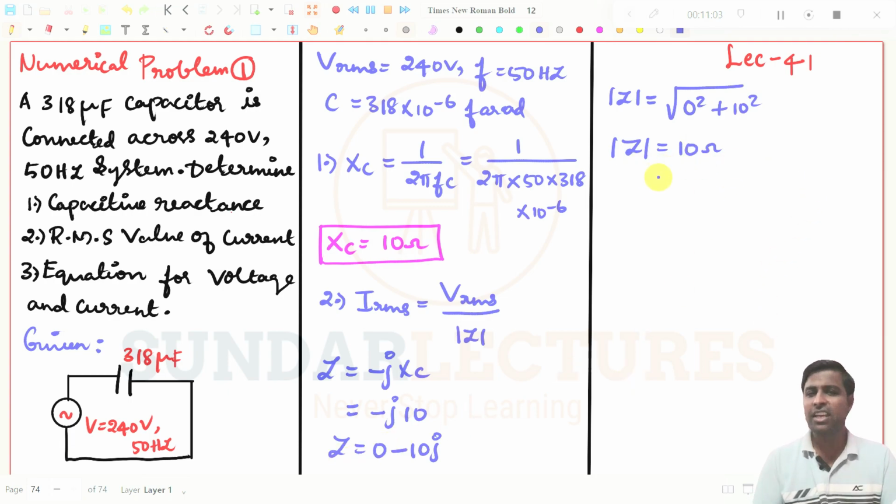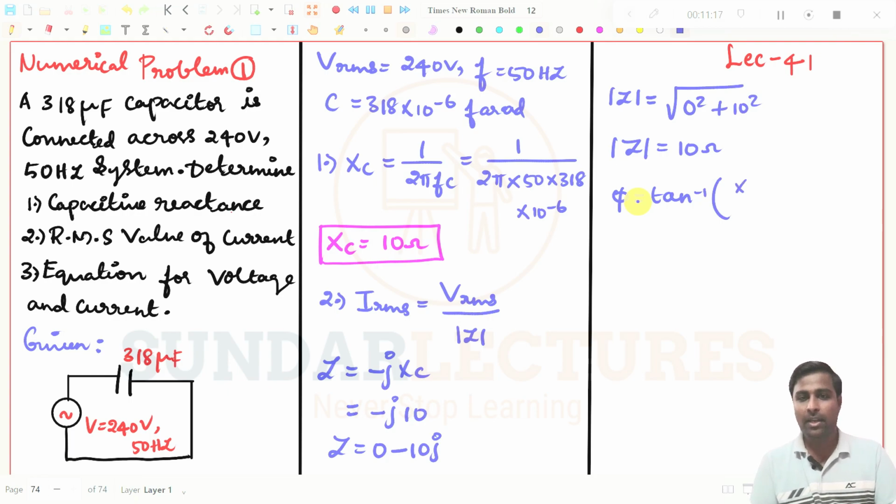And what is the theta? What is phi? You are just converting this rectangular form into polar form. What is the polar form? Phi will be equal to tan inverse of Xc by R, right? What is R here? R is 0. And what is Xc? Xc is minus 10.